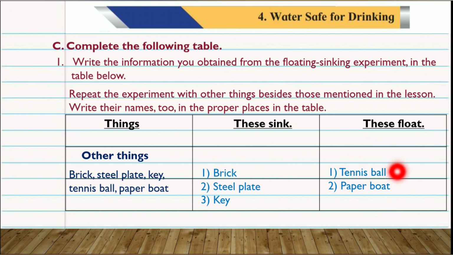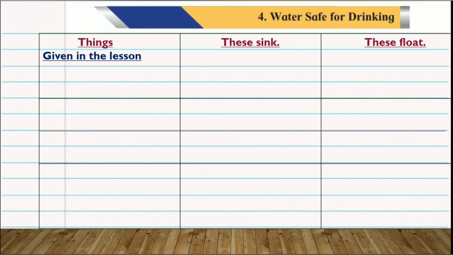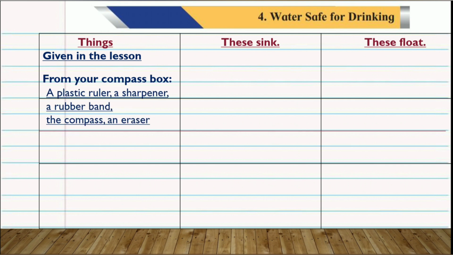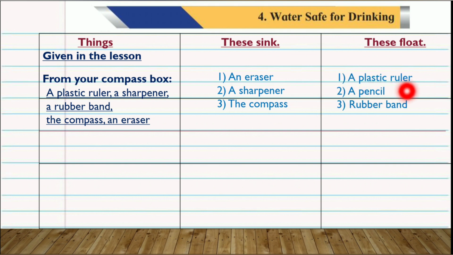Now we will see the first table from the textbook, given in the lesson. Things given in the lesson, we have to sort out which will sink and which will float. So let's see first, from your compass box. We have seen things from the compass box, that is a plastic ruler, a sharpener, a rubber band, the compass and eraser. Now we have to write which things will sink. So from these things, an eraser will sink, a sharpener will sink and the compass will sink. And which things will float? So a plastic ruler will float, a pencil will float and a rubber band will also float.